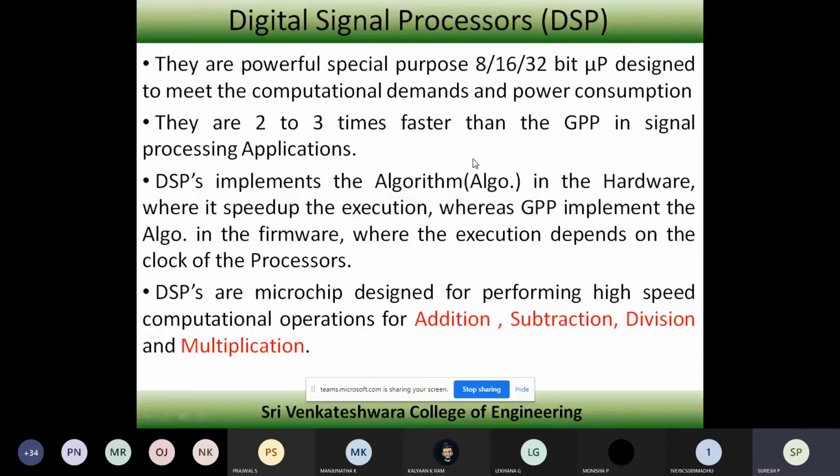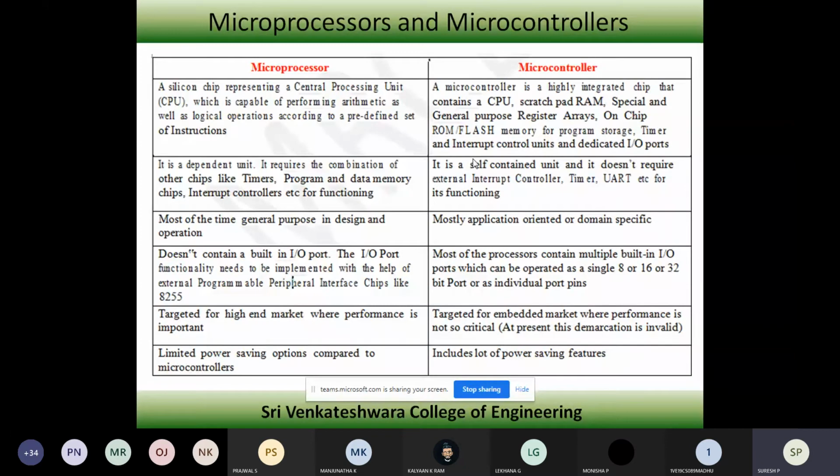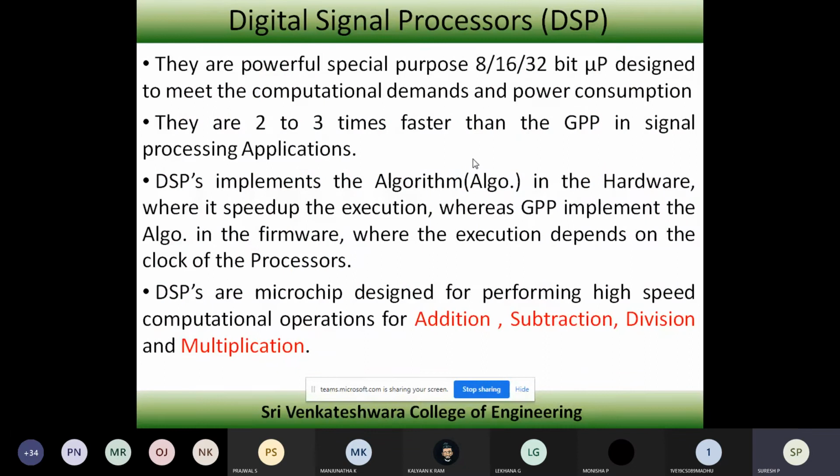So now, if we take the DSPs, your DSPs are microchip designs. Now it's audible, right? Yes, sir. DSPs are microchip designs, basically used for performing high-speed computational operations, such as addition, subtraction, division, and multiplication. That's how it is going to be performed.